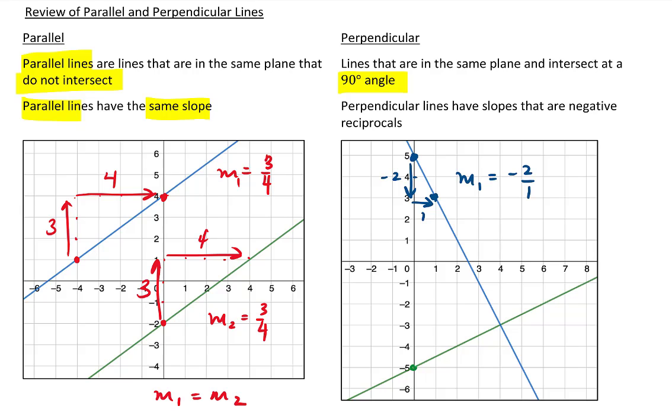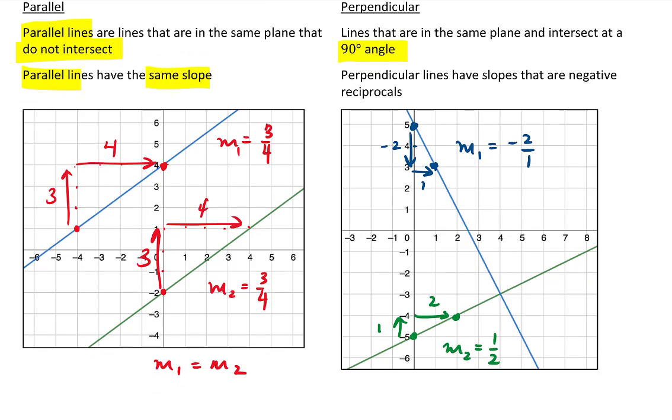Now if we look at the green line, starting here at 0, negative 5, we can go up 1 and to the right 2 to hit our next point. So that's 1 and 2. And the slope for our green line, m2, is equal to 1 over 2.